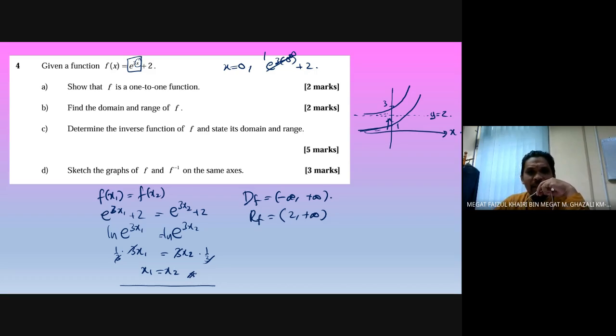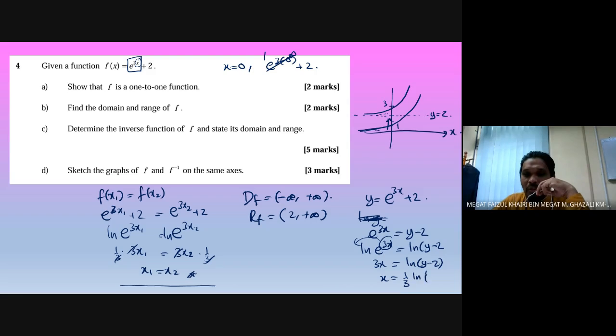Determine the inverse and state the domain. So let's say y equal to e^(3x) plus 2. Then, supposedly, e^(3x) equal to y minus 2. And natural log of e^(3x) equal to natural log of (y minus 2). And bring up to the front here, 3x equal to ln(y minus 2). And x equal to 1 over 3 ln(y minus 2). So g inverse of y equal to 1 over 3 ln(y minus 2).